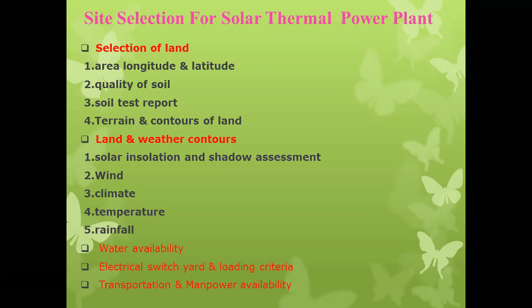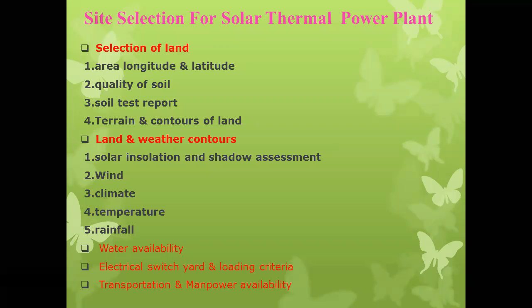Okay, terrain and contours of land. It is also similar to longitude and latitude. We only have to mention the selection of land in the site selection, because we have to enlist all the types, not mention all these sub points. Okay, land and weather contours. Land and weather contours means what?